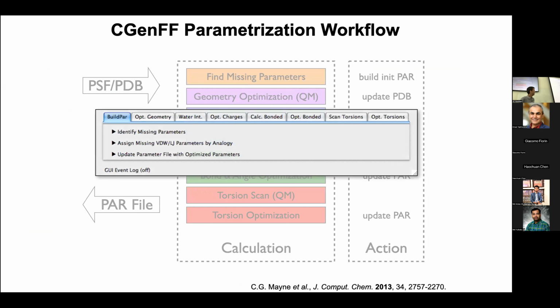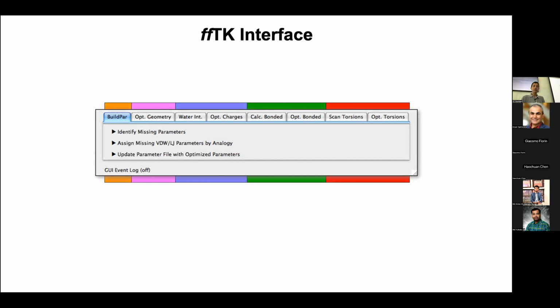So with ffTK, we see the workflow here in those colored boxes. Those translate into different tabs within the ffTK plugin. You can see how it goes step by step, building the initial parameters or finding the missing ones, optimizing geometry, water interactions, et cetera, stepping you through from left to right. So let's look at this interface in a little more detail.